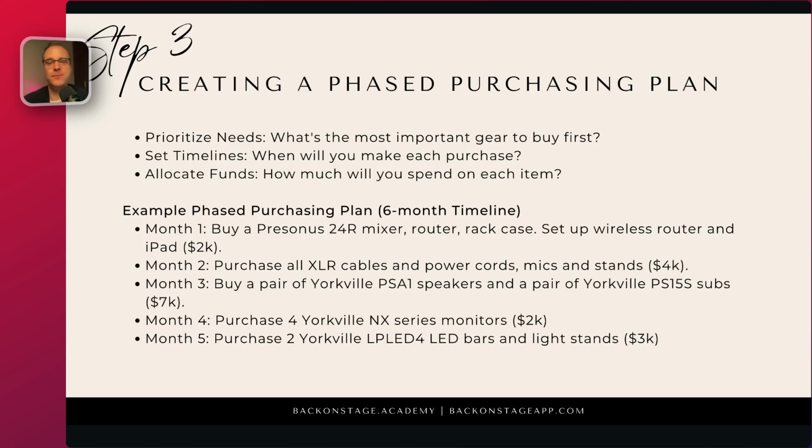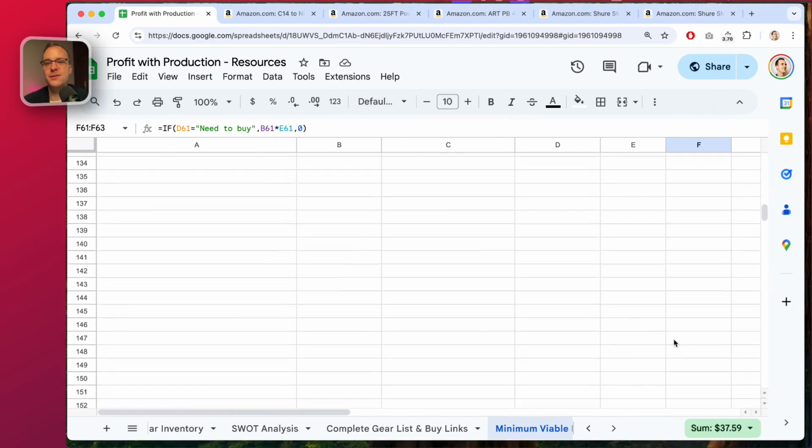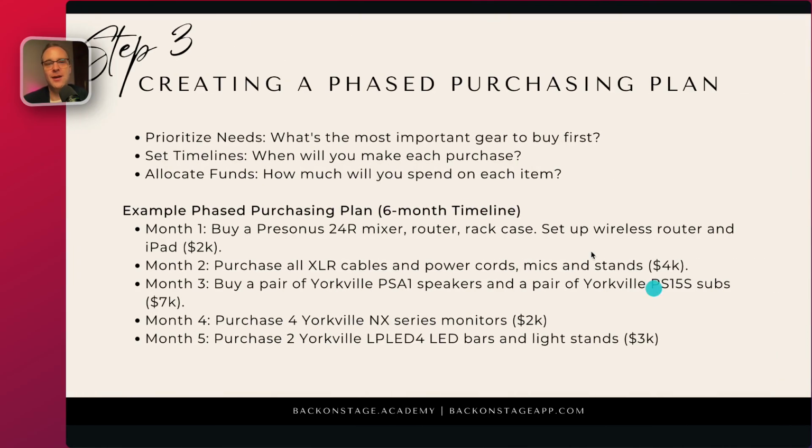All right, so creating a phased purchasing plan is going to help you figure out how you want to buy all this stuff, assuming you don't just have the $18,000 cash sitting around right now. So what I would do is prioritize your needs. What is the most important gear to buy first? Again, think of your quality of life here. If hauling around speakers and subwoofers is a pain in the butt, or the rental store never has the ones you want, go for the stuff that's going to make your life easier.